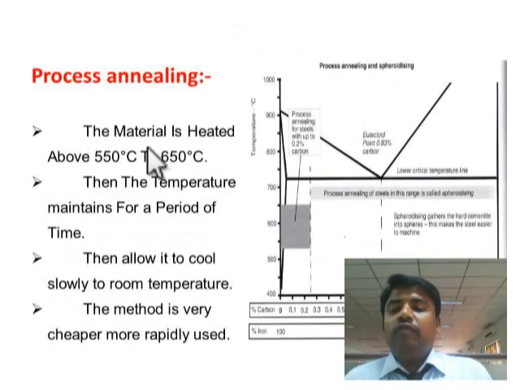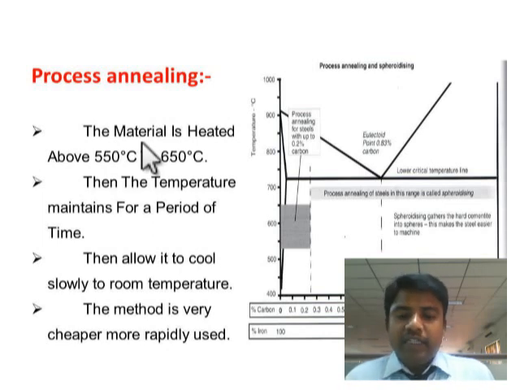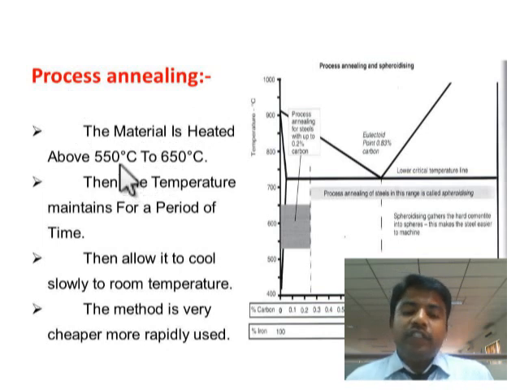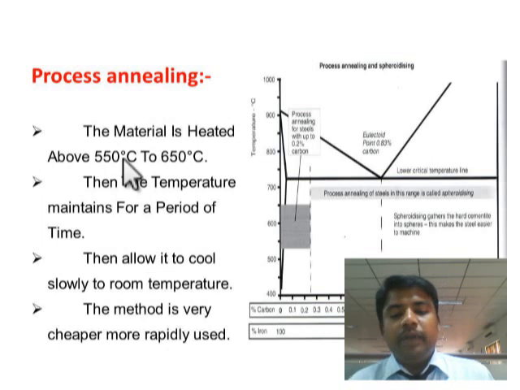Okay, now we come to the process annealing process. We have four types of annealing process: full annealing, process annealing, stress relief annealing, and recrystallization annealing. Here we are going to discuss process annealing. Here we heat the metal to between 550 and 650 degrees Celsius. This is the temperature range for any material.